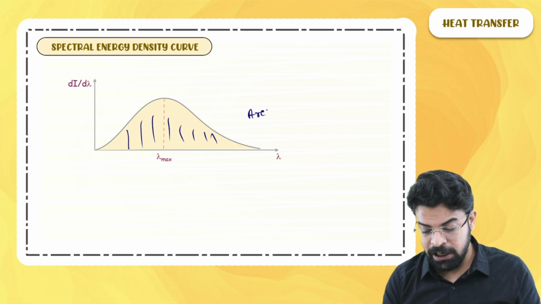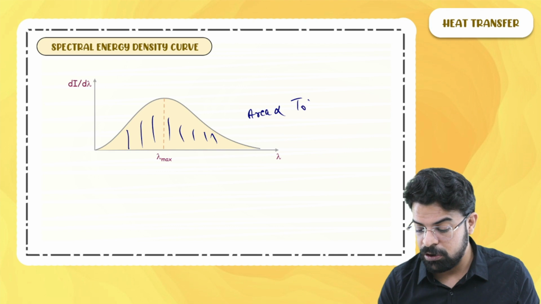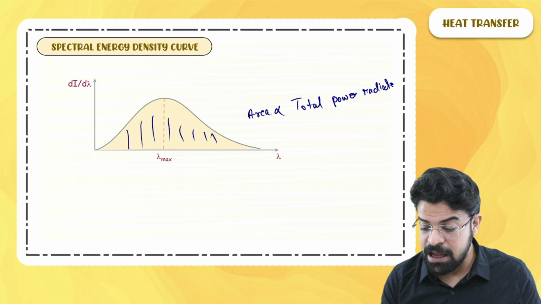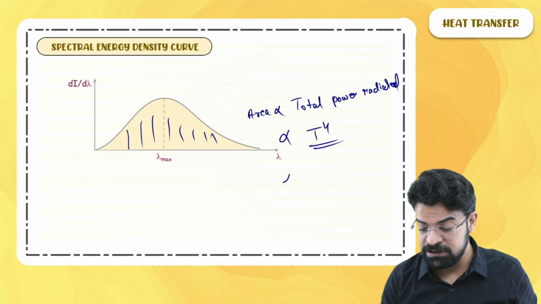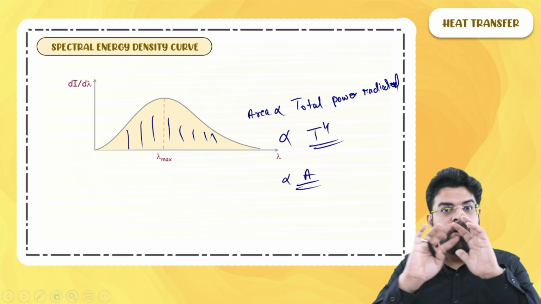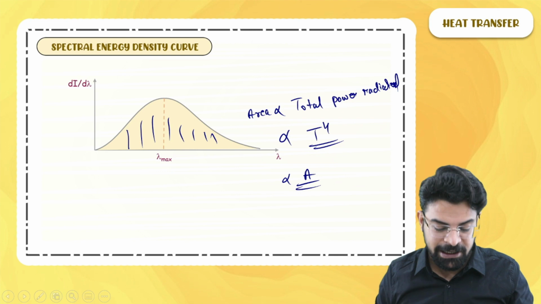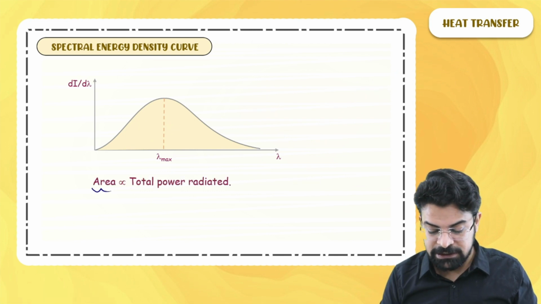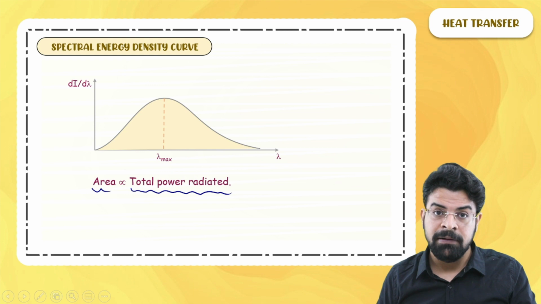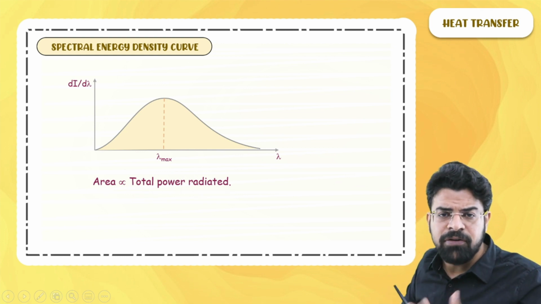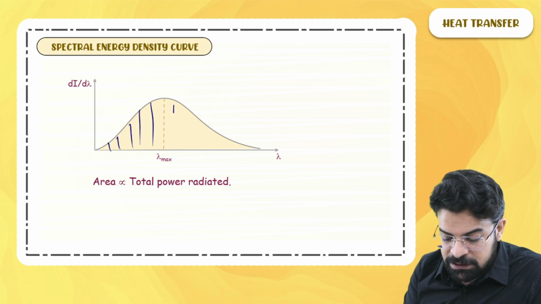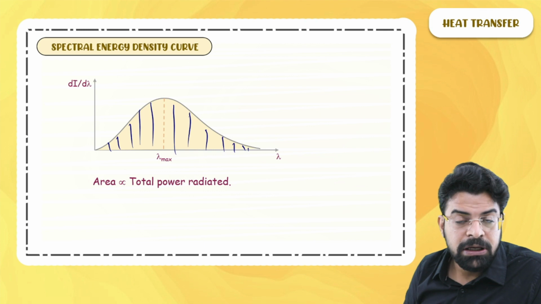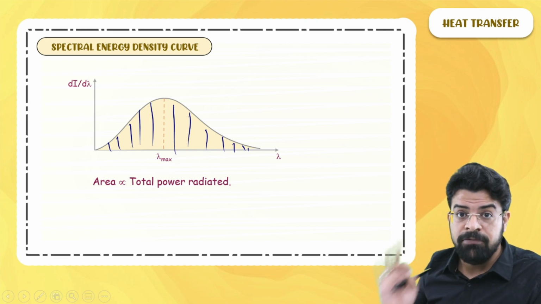Do remember the area under this graph. The area under this graph is directly proportional to the total power radiated. So the area under this graph is proportional to the fourth power of temperature, and proportional to the surface area of the object making the radiation. So what does this graph represent? It shows, for any particular wavelength, what is the intensity of the radiation being produced. Every object produces radiation of all possible wavelengths.